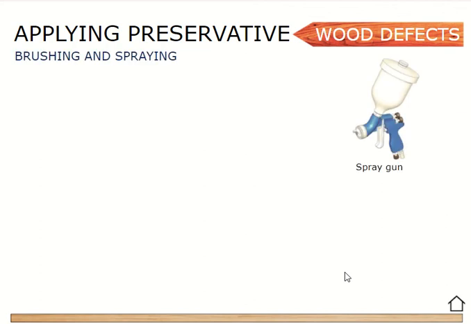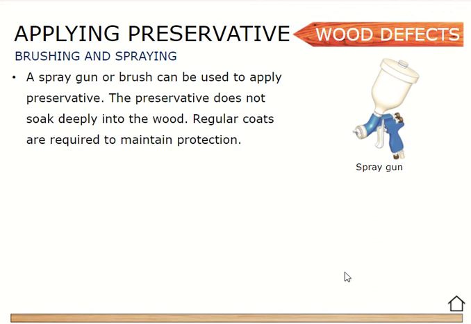And then you have your traditional kind of brushing or spraying. So you can use your brush or a spray gun. So a spray gun or a brush can be used to apply preservative. The preservative does not soak that deeply into the wood. So whenever you paint it, it kind of sits on the surface. Okay, regular coats are required to maintain protection. Alright, so whenever you paint a board, obviously the paint kind of sits on the outside and dries.